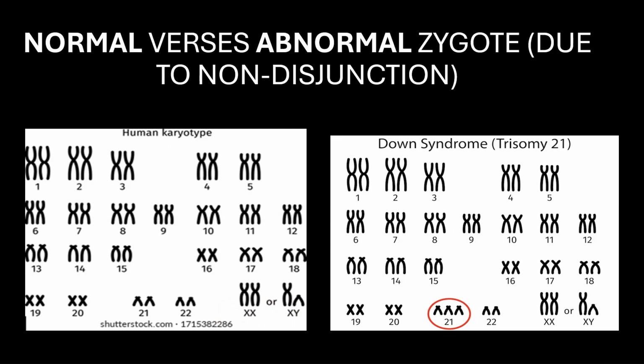The abnormal zygote occurred that way. The circumstances occurred that way due to non-disjunction. Hence, non-disjunction is the cause of abnormal meiosis. So if you compare the two, you can tell. Look at the normal one, position 21, we have two chromosomes. But if you compare it to the one with Down syndrome, you discover that at position 21, there are three chromosomes. Hence, we call it trisomy 21. The word tri means three. That is three chromosomes at position 21.